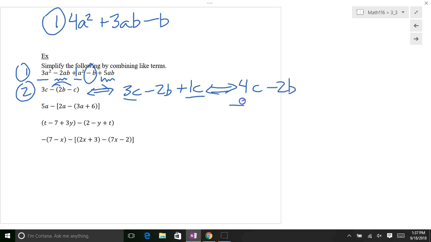And ideally, you actually write it in alphabetical order. I mean, really, we should put that, but it's not a big deal either way because of the commutative property. a plus b is the same as b plus a.